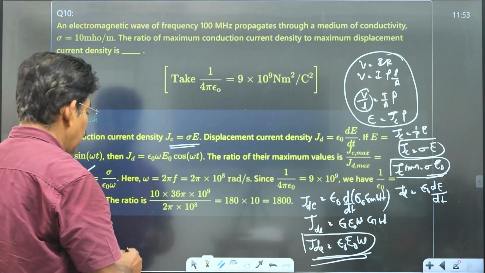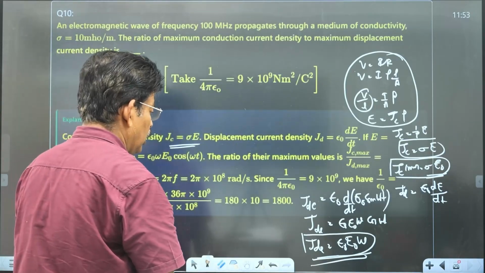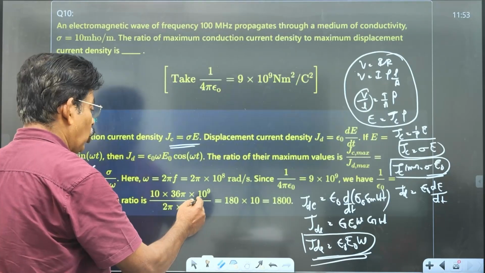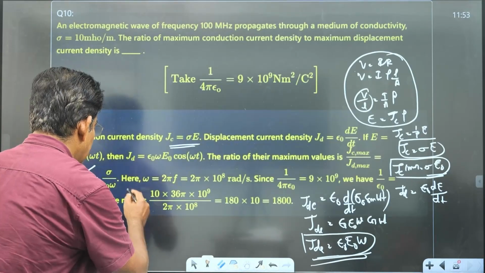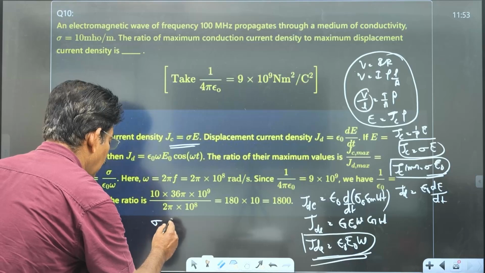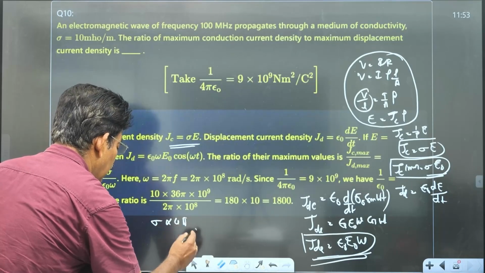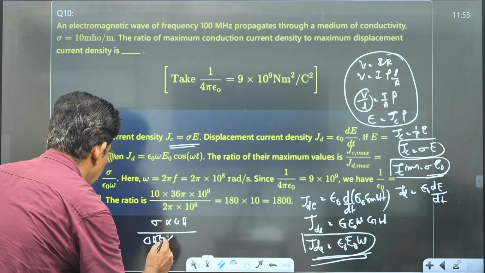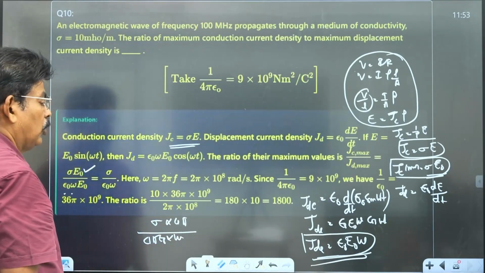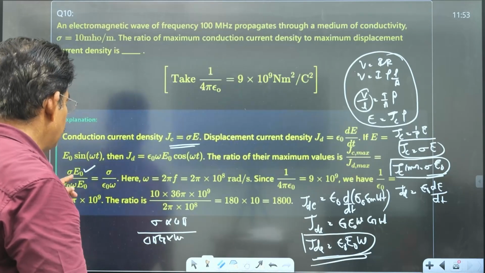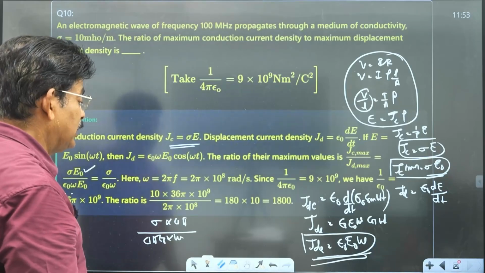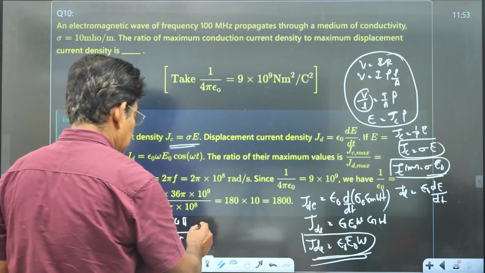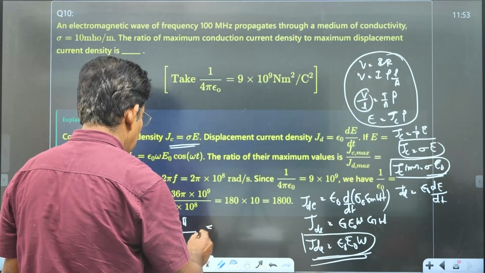Omega is coming to be 2 pi into 10 to the power of 8. You make a substitution: multiply by 4 pi and divide by 4 pi. So this equation becomes sigma into 4 pi divided by 4 pi epsilon 0 into omega. I multiplied by 4 pi and divided by 4 pi to make it easier. Now tell me what is coming.